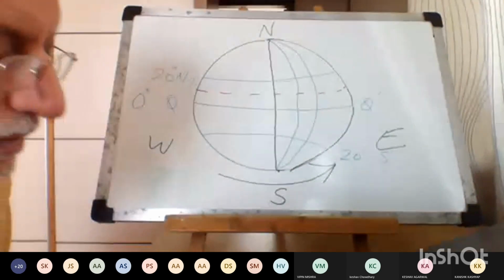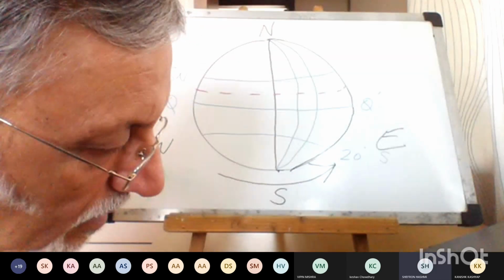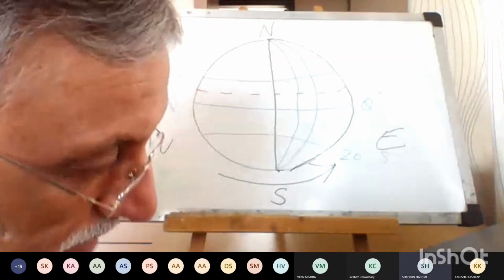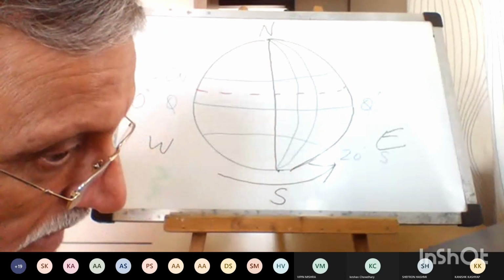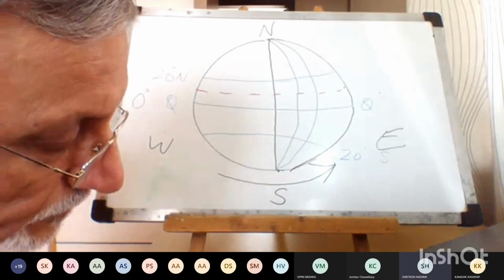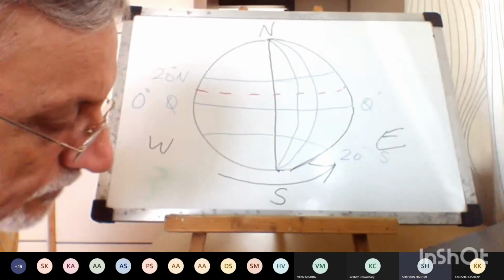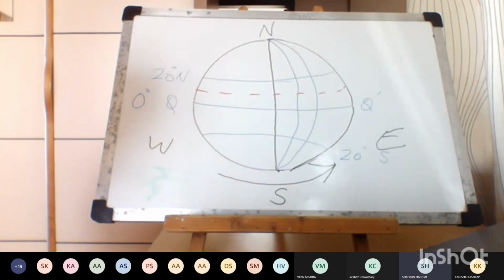Because from the pole we can make as many meridians as we want. Come again? As it is from the pole, we can make as many meridians as we can, and it will be a great circle. Yeah, very good.